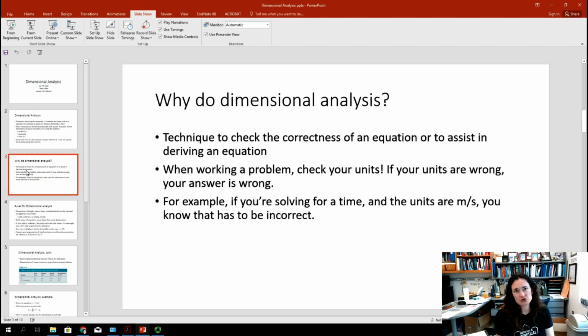Now, why on earth would you want to do dimensional analysis? It seems like you're just adding work, right? Well, not quite. Dimensional analysis is a really good sanity check.